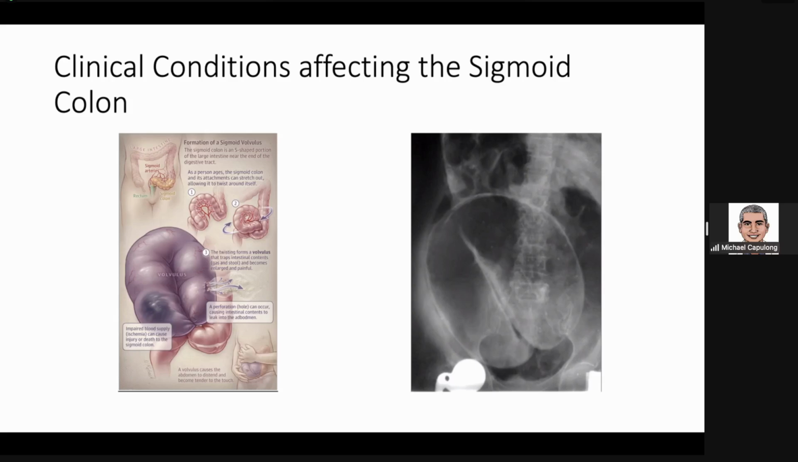Patients usually will complain of severe lower abdominal pain, accompanied by abdominal distension. As a form of treatment, decompression of the bowel followed by surgery is the management of choice for volvulus.